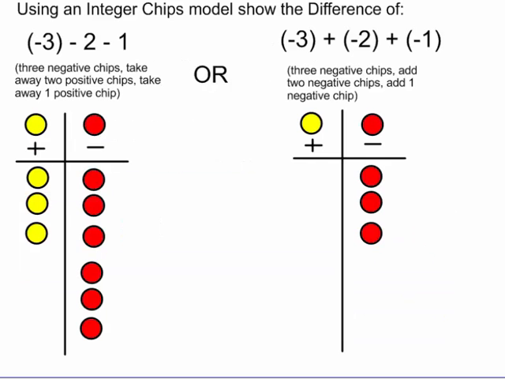So let's try one here. I'm going to look at the left-hand side first. So I have negative 3, minus 2, minus 1. So I have 3 negative chips. I'm going to take away 2 positive chips, followed by taking away 1 positive chip.